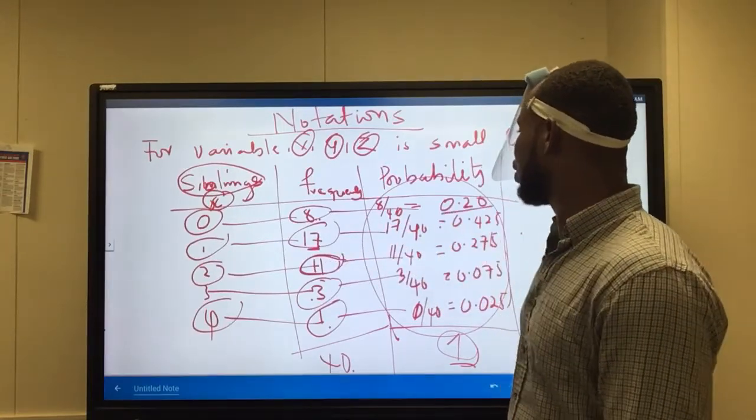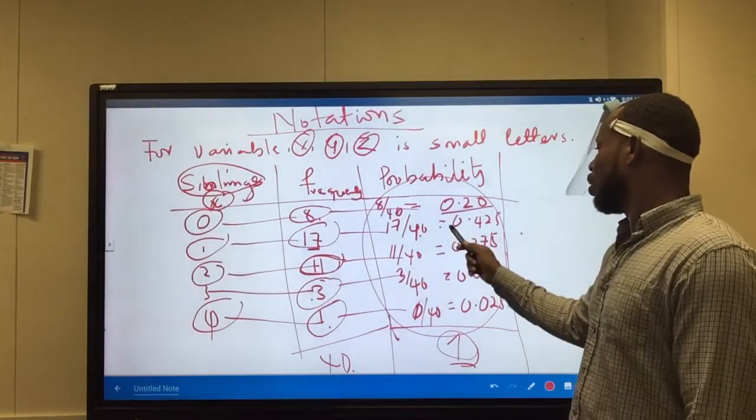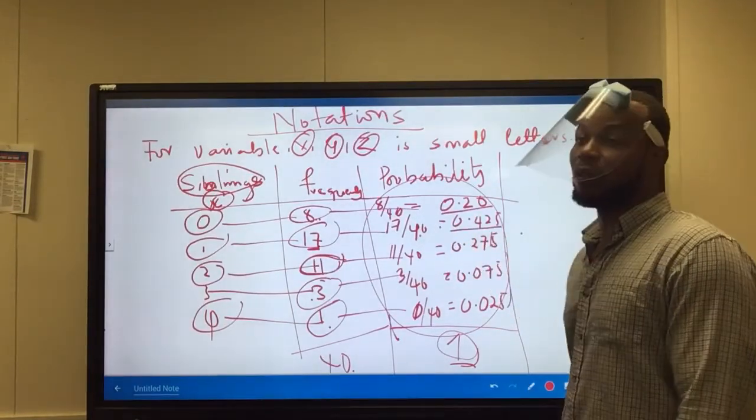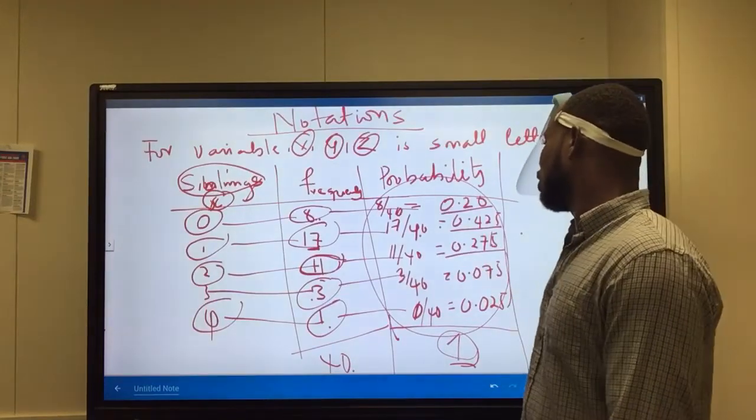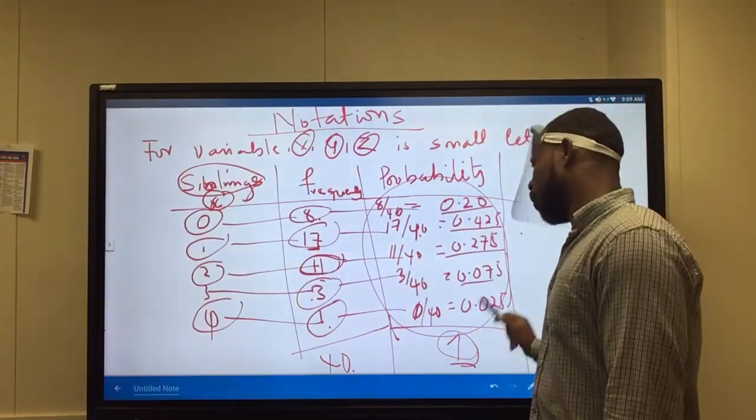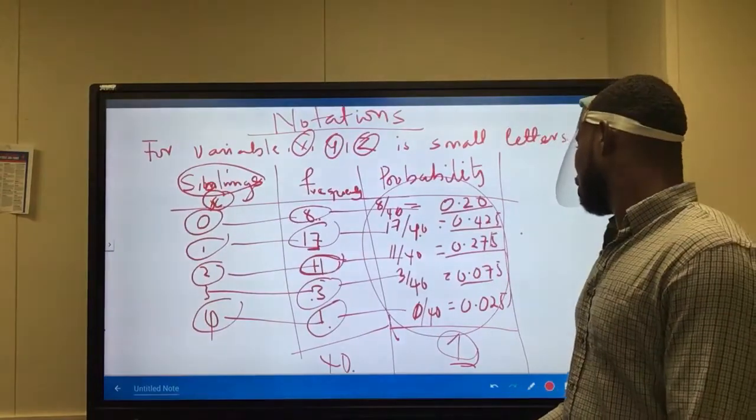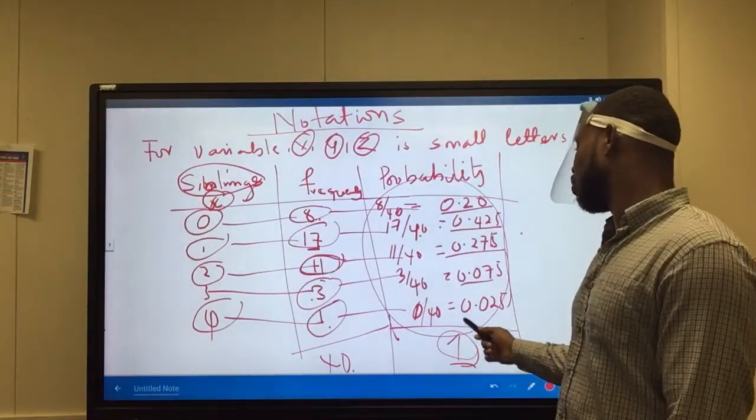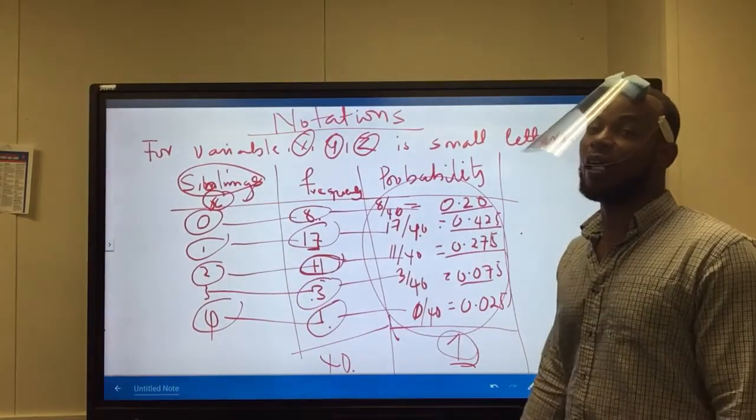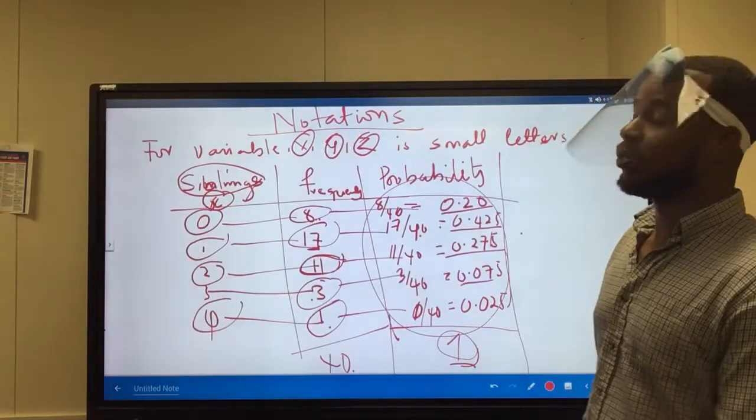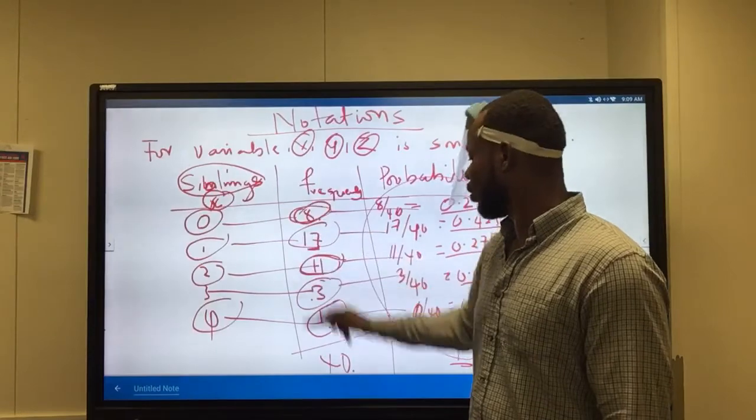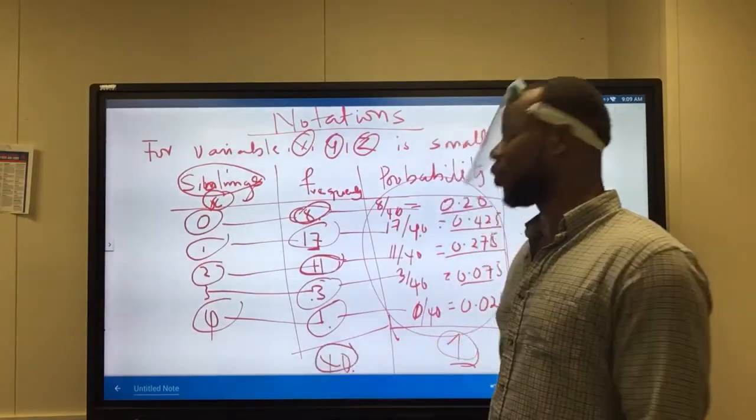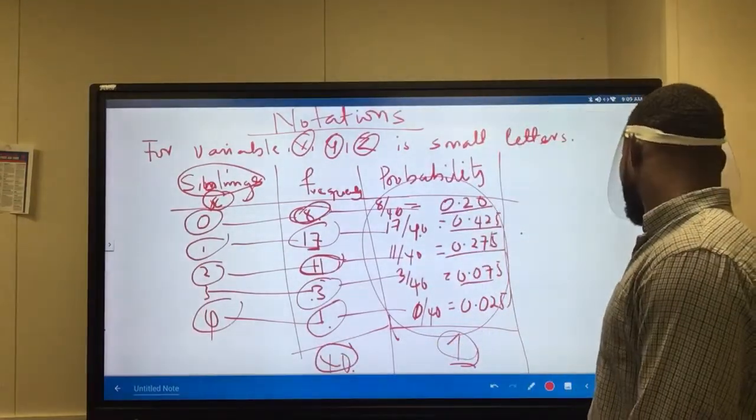8 over 40 is 0.2. 17 over 40 is 0.425. 11 over 40 is 0.275. And then 3 over 40 is 0.075. And then 1 over 40 is 0.025. This is pretty straightforward. So just take the frequency divided by the total frequency. That's how we find the probability.